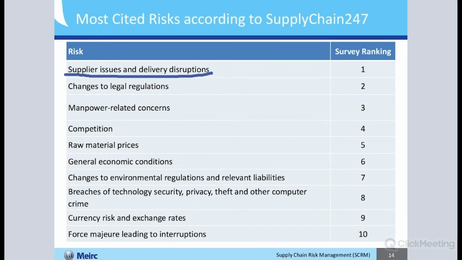The second risk they identify is changes to legal regulations. So one day you are sourcing items from a certain country, suddenly a new law comes out and says, okay, no more importing from that country. Or they introduce new taxes, or they introduce laws to do with the specifications of the raw material. We see that a lot in the plastics and chemical industries. Number 3 is manpower-related concerns, especially when you're heavy on logistics, so drivers and warehousing professionals. The competition is obviously a risk, whether you're inviting new competitors or the competitor is taking a bite out of your pie. Raw material prices, especially if you're buying commodities.